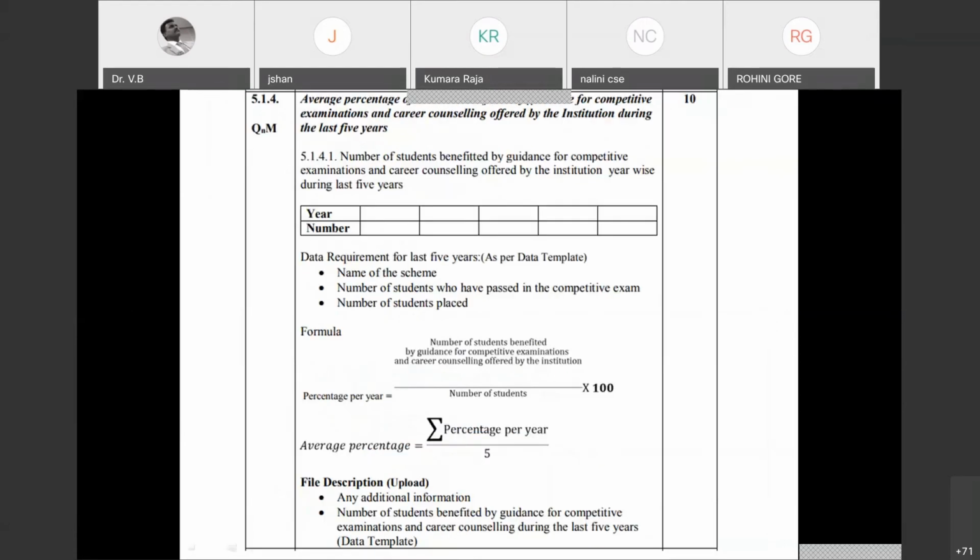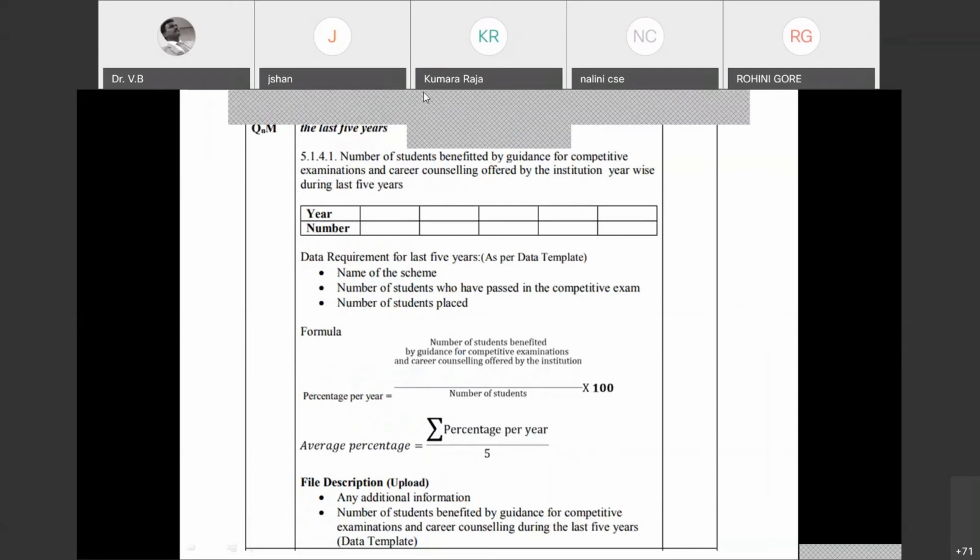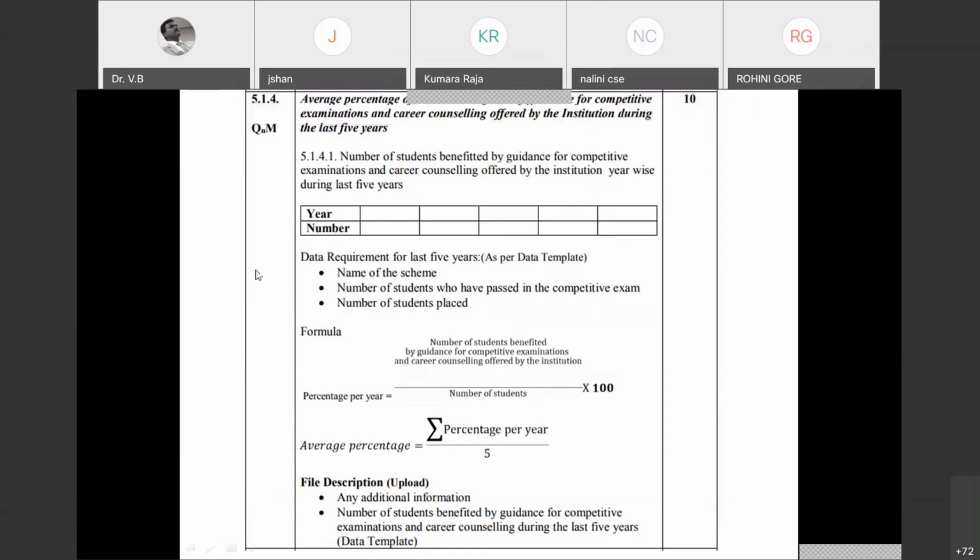Next is the average percentage of students benefited from the guidance for competitive examinations. Can this training be done by internal faculty with an e-certificate? Definitely, but this should have been done outside your working hours, in which the timetable has not been disturbed. That is the answer for that question from Dr.